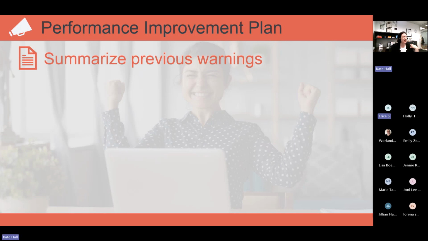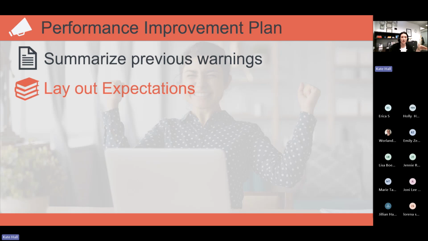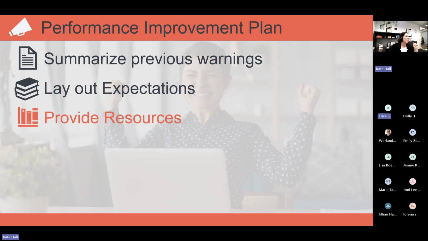So in a PIP, when you're doing it, you want to summarize, as we've talked about on these dates, at these times, these are the expectations we have. Then you want to give those resources. Maybe they're going to take a class on time management. Maybe you want them to work with someone else. Maybe you want them to outline their schedule and walk through it with you every week so that they know when things are due. The resources are going to be dependent on the type of issue. And then you want to create a timeline.